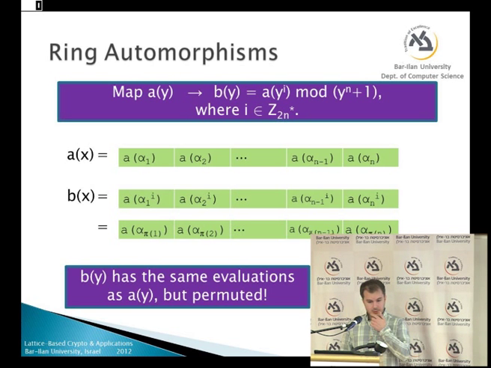Okay, so this new polynomial has exactly the same evaluations that A does, but permuted. Yes. Basically, it has to do with these i's being relatively prime. It's invertible, so if you want to go back to the original polynomial A from B, you take the inverse of i modulo 2n.